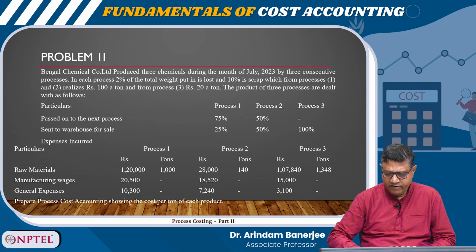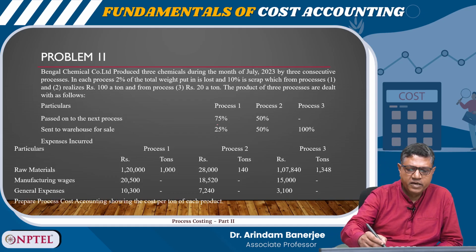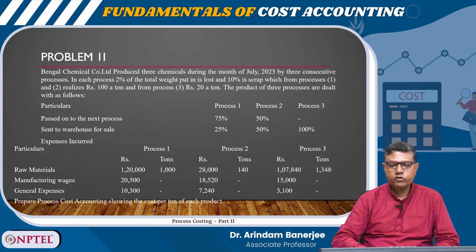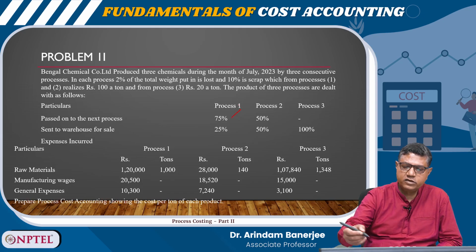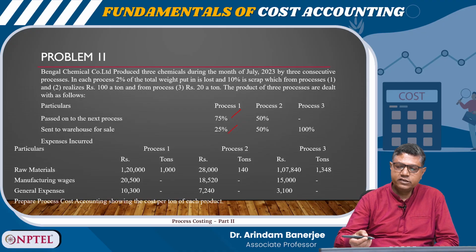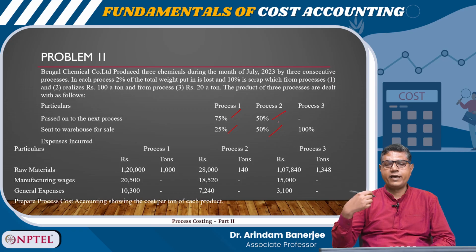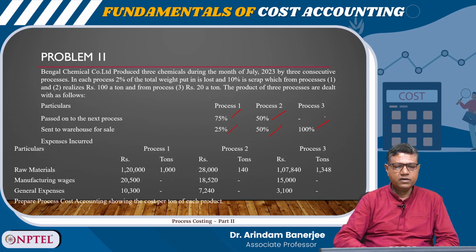From process 1, 75% is passed on to the next process and 25% goes to the warehouse for sale. For process 2, 50% goes to the next process and 50% goes to the warehouse for sale. For process 3, 100% goes to the warehouse. What are the expenses incurred?